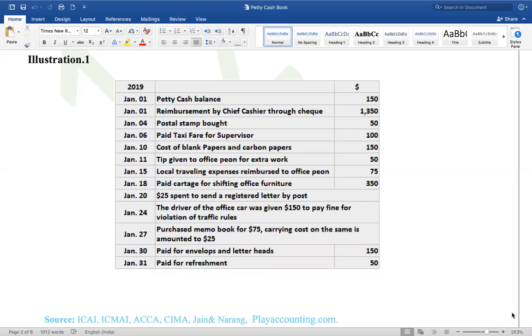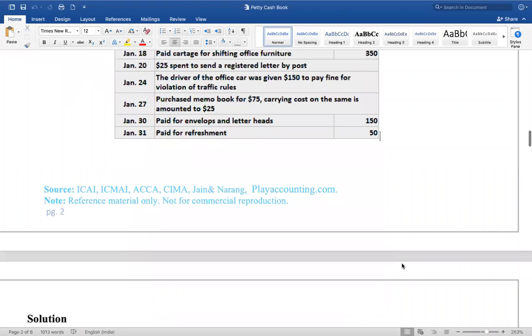There's a small error. I'll tell you what is that error. On 30th, paid for envelopes, and 31st paid for refreshment. This is the problem, and you're required to prepare a petty cash book, analytical petty cash book.